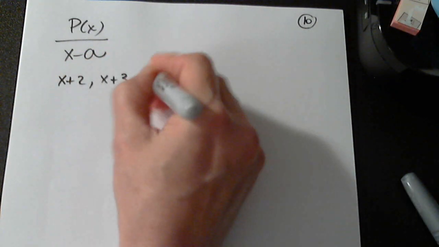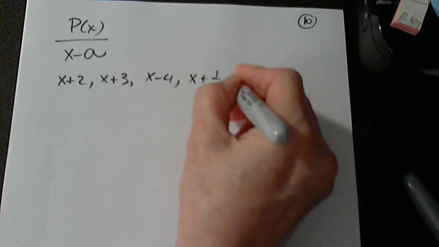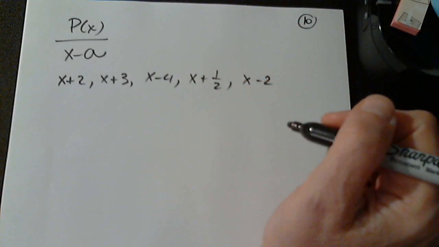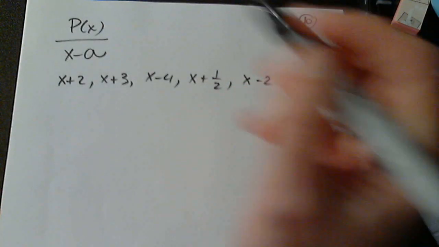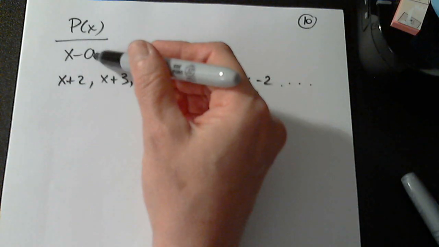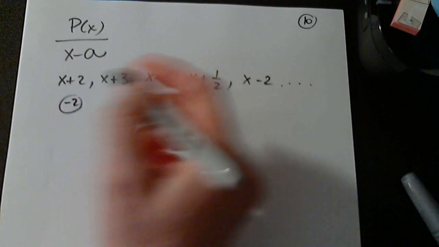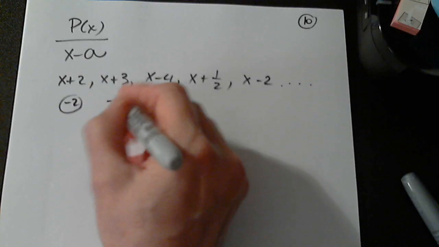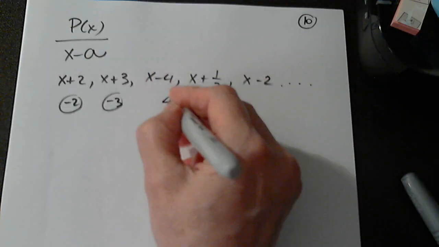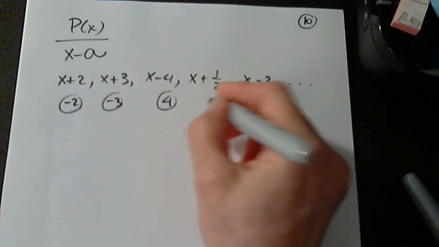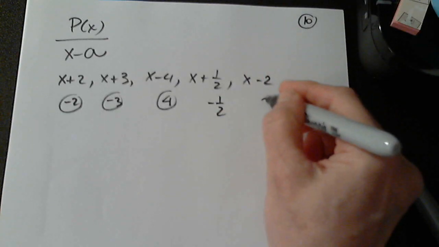Now, which page am I on? I'm on page 10. Now, when we have something like this, a polynomial divided by x minus a, what does this x minus a mean? Examples: x plus 2, x plus 3, x minus 4, x plus 1/2, x minus 2, and so on and so forth. x minus a number. In this case, a is negative 2. In this case, a is negative 3. In this case, a is 4. In this case, a is negative 1/2. In this case, a is 2, and so on and so forth.